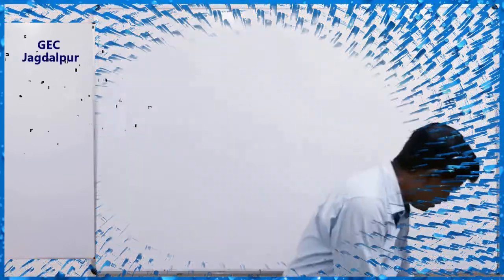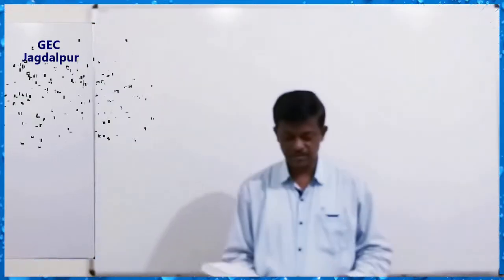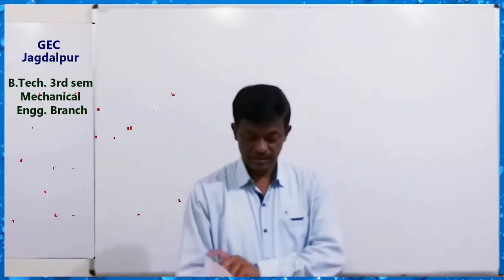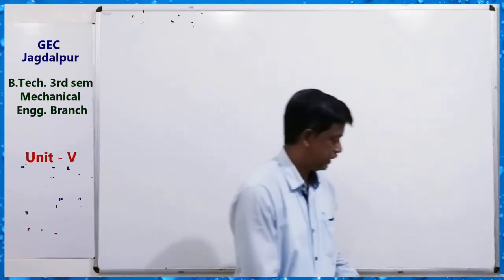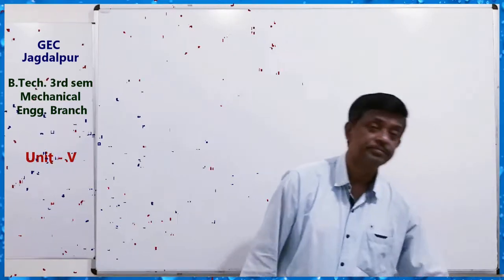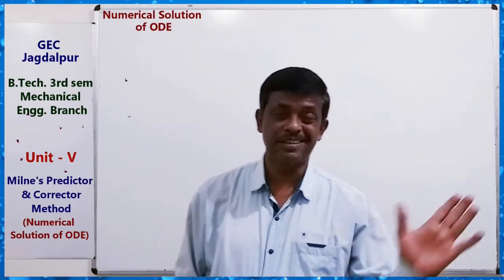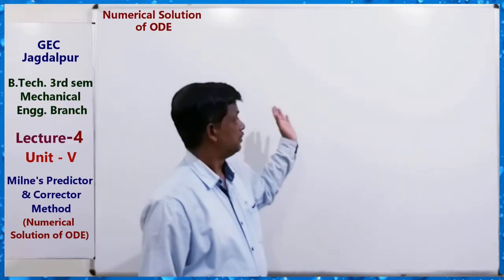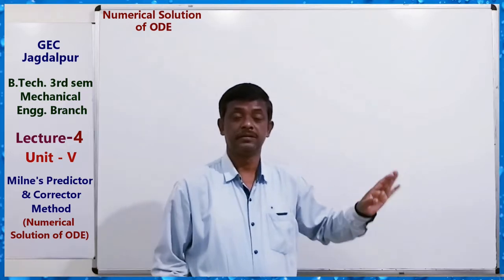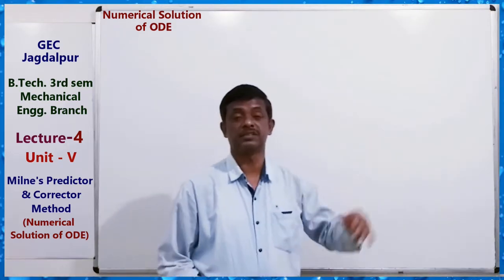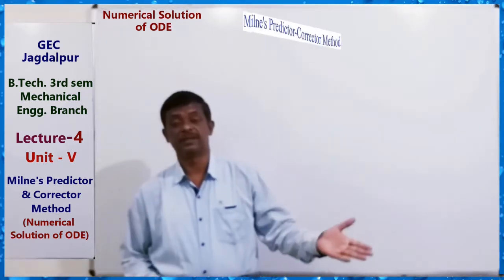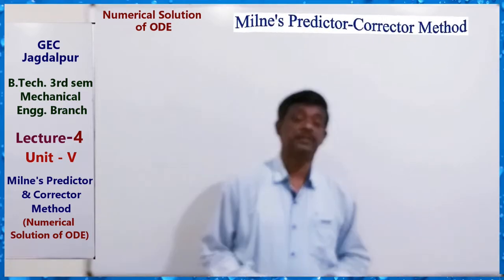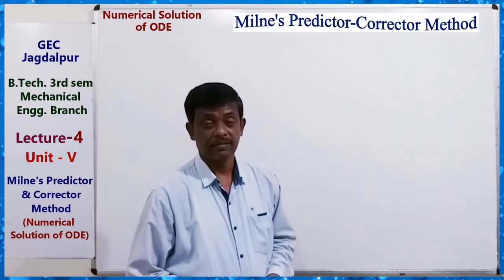Hello dear students, today I will discuss predictor corrector methods. In the previous classes we have already seen the methods, starting from Picard's method, Taylor's method, and then Euler's method, modified Euler's method.